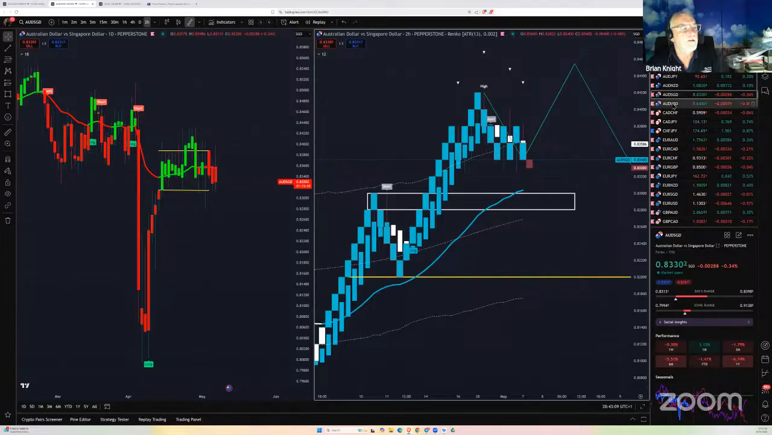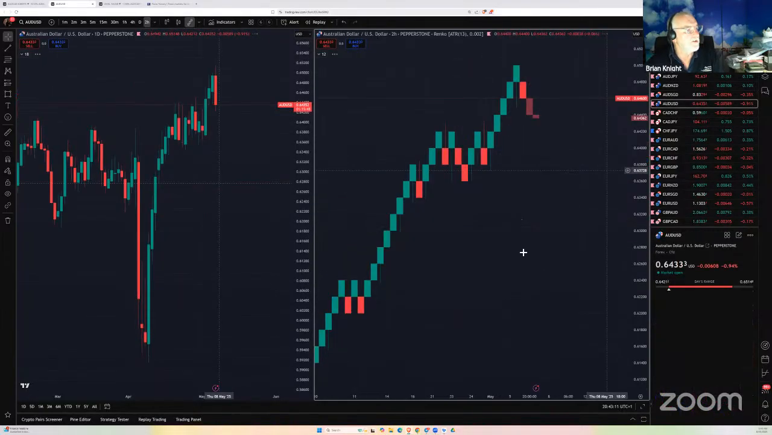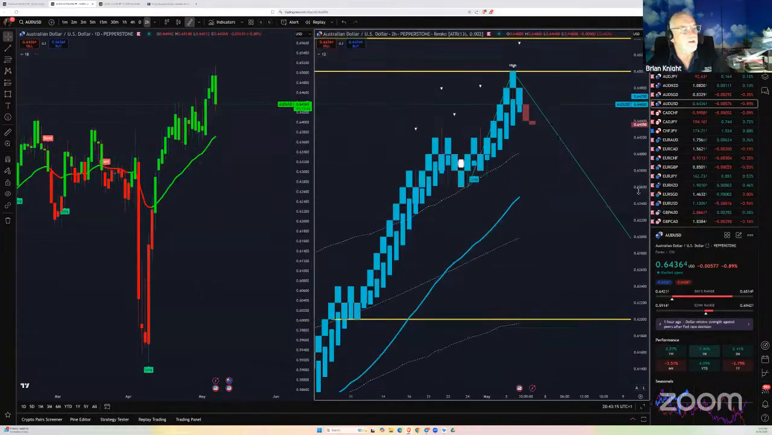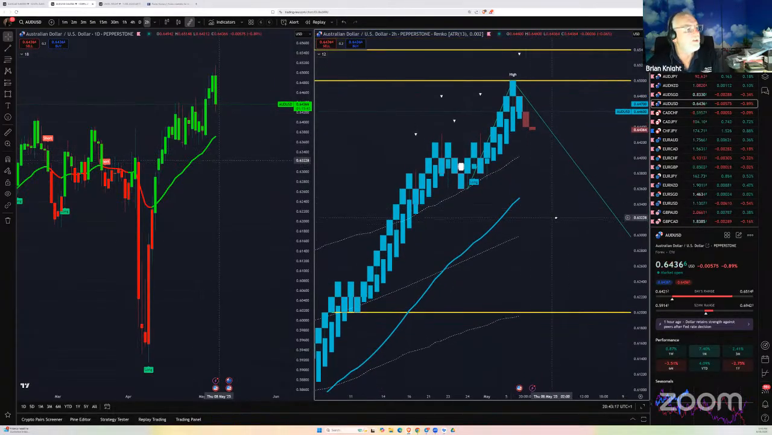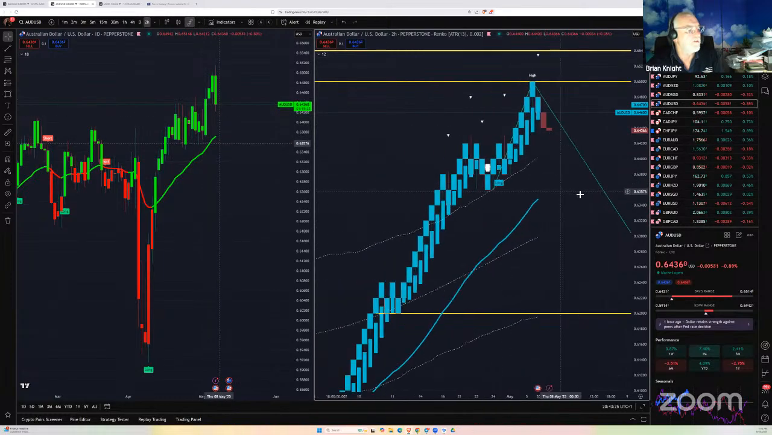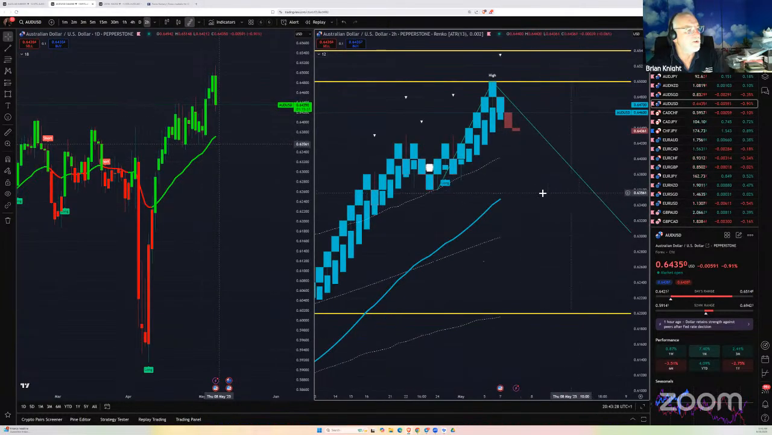Right, AUD USD. So the US dollar has strengthened up, as you said, Darren. So we've got the high, we've got that blue line. There's a fair bit. Is this the point at which it turns? We'll see.